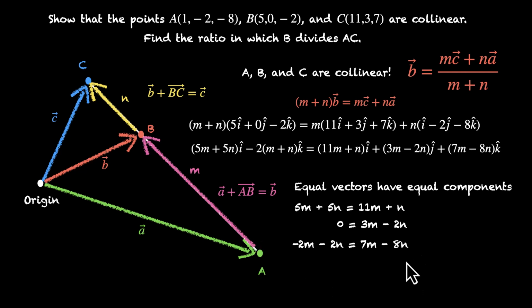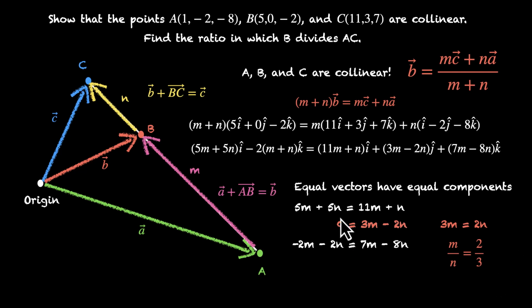We need the ratio of m and n. We can use the simplest one. Let's take this one. So if 3m minus 2n is 0, we can say that 3m is equal to 2n, or m by n, that's equal to 2 by 3. This is it. That's the ratio that we need. The ratio in which b divides AC, that's 2:3.